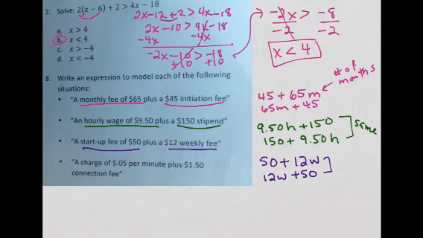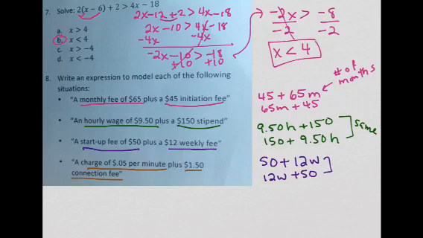Okay, and then the last one, we have a charge of 5 cents per minute plus $1.50 connection fee. So again, the cost that's going to be changing is the 5 cents per minute, right? The more you use it, the more you pay, 5 cents a minute. The $1.50 is a one-time fee and that's it. So whether you use it 5 minutes, 100 minutes, 1,000 minutes, you'd only pay $1.50 for connecting the phone.